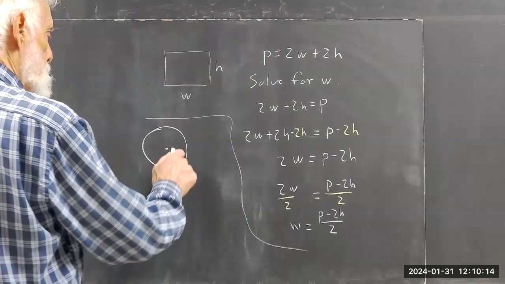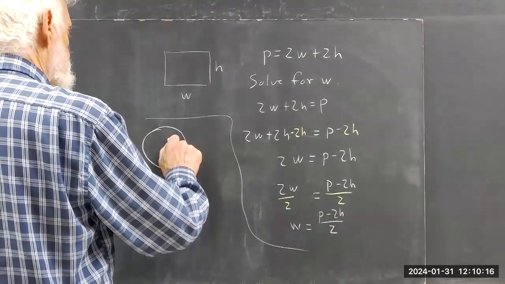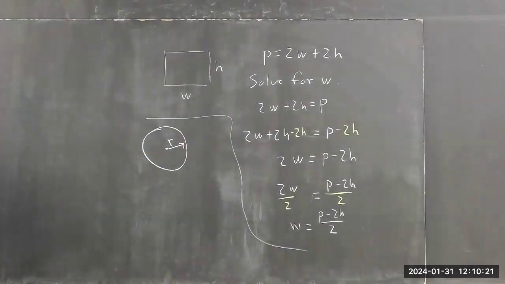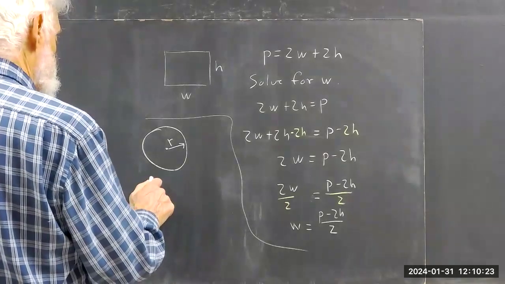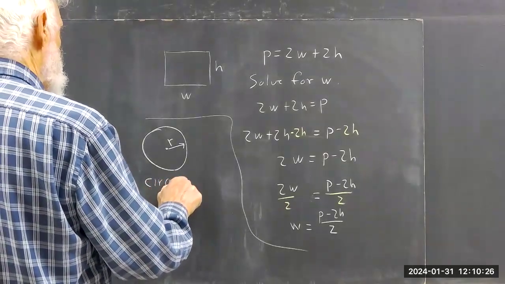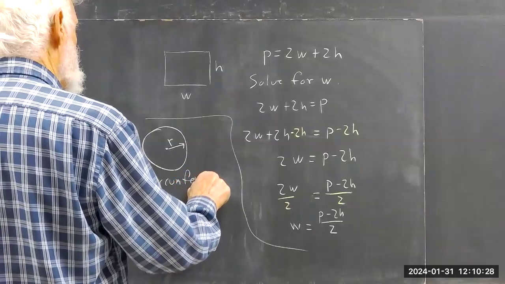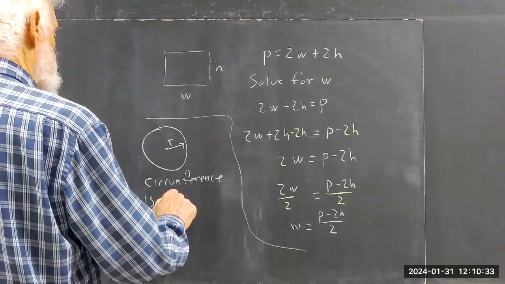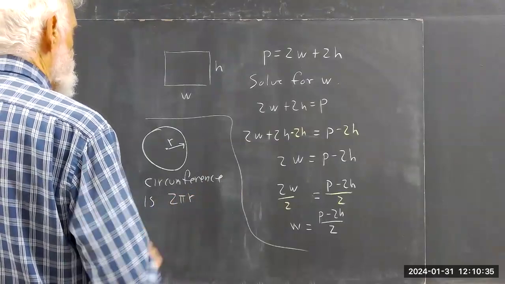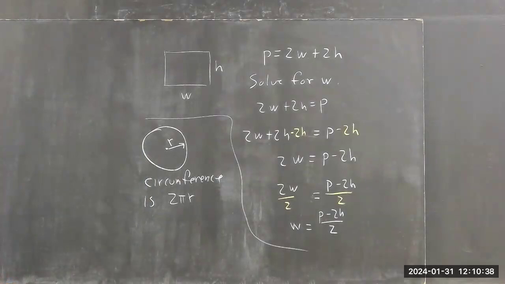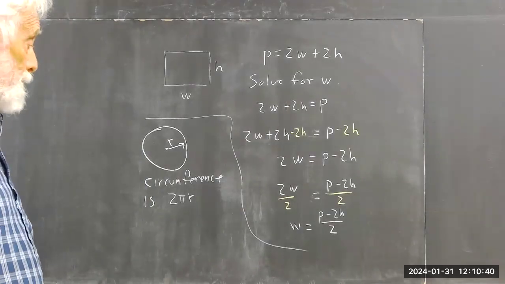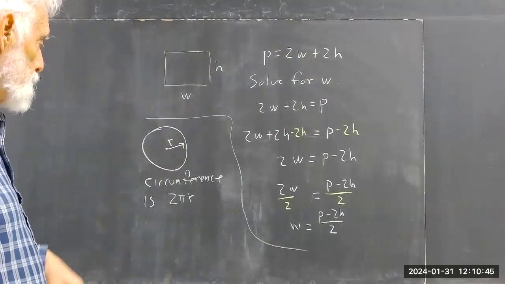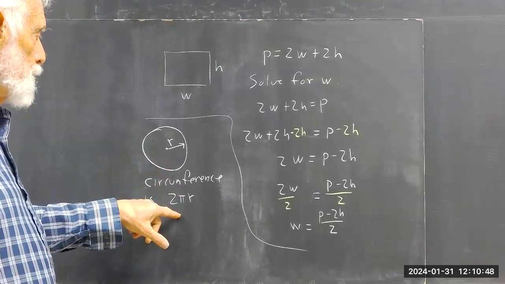I've got a circle. Its radius is R, and its circumference is 2 pi times R. Very common, fundamental geometric fact. Bad looking circle, but that is a good one. Okay, the circumference is 2 pi R.